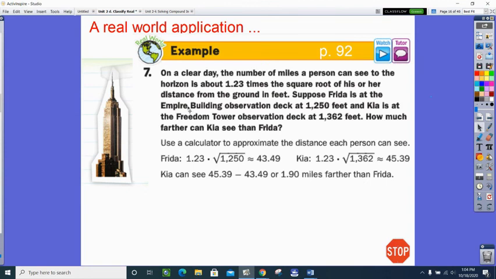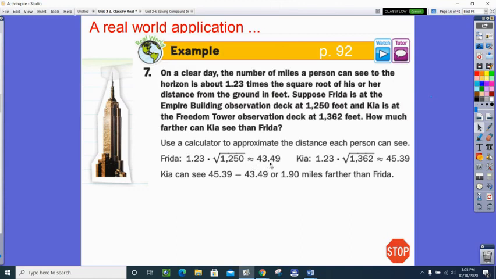So suppose Frida is at the Empire State Building observation deck in New York City, and she's 1,250 feet up. And Kaya is at the Freedom Tower observation deck, and she's a little bit higher, 1,362. How much farther can Kaya see than Frida? So we've got to find out, first of all, how far can they both see? So you're going to take 1.23 times the square root of their height, which for Frida was 1,250. I'm going to take out my calculator. Square root of 1,250 times 1.23.